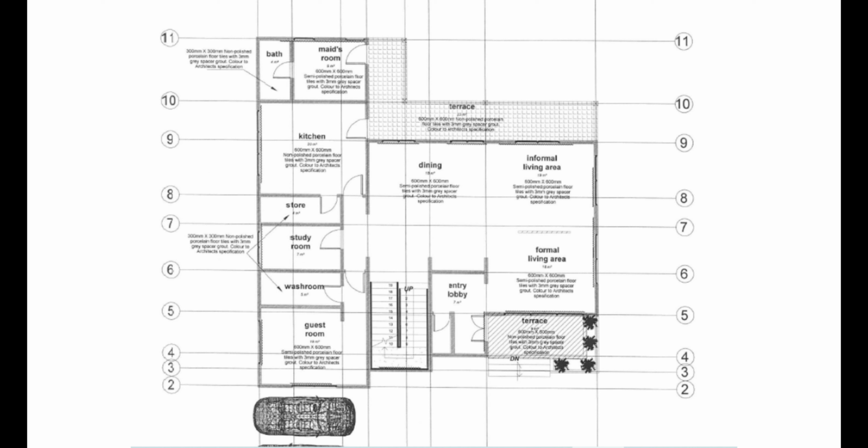For the flooring, if there's no partition, then you may have the same flooring in your formal and informal living space, right? Your dining area, that also gives you an idea of what you want to do there. Your kitchen. So just label all of these.